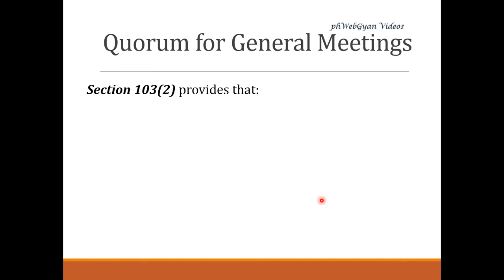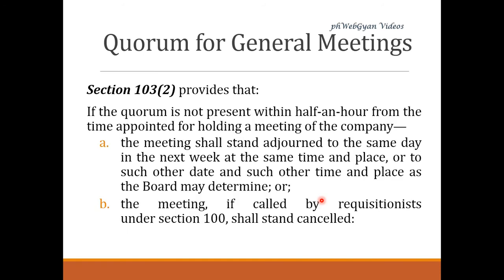Now, section 103 subsection 2 provides that if the quorum is not present, then what shall be the case? It says that if the quorum is not present within half an hour from the time appointed for holding a meeting, then the meeting shall stand adjourned to the same day in the next week at the same time and place. So if the quorum is not present within half an hour, this is an important time limit.